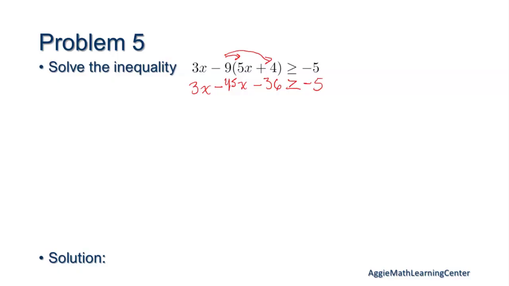So 3x minus 45x is going to give us -42x minus 36 minus 5. I heard someone back here say something about moving something over. What do we do next? Add 36. Yes, add 36.